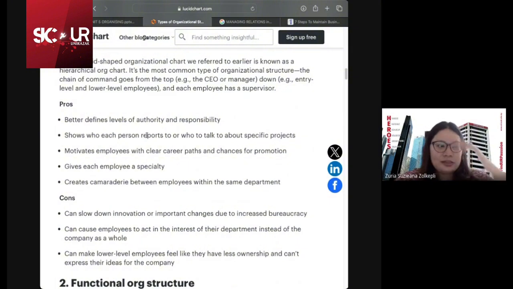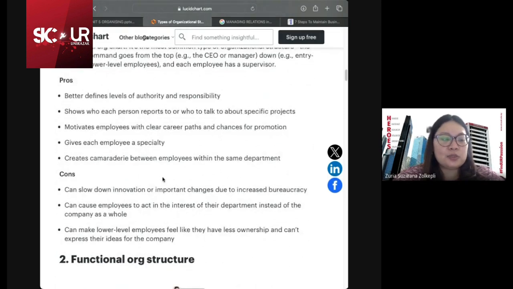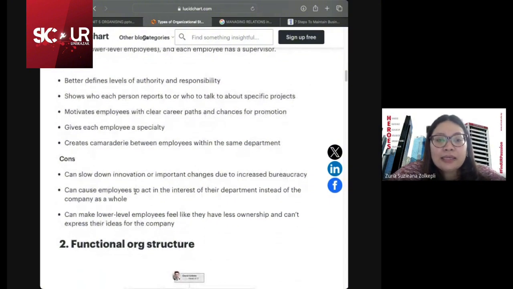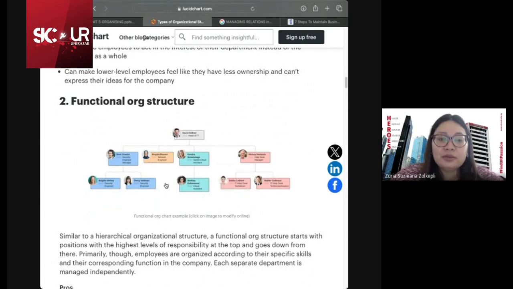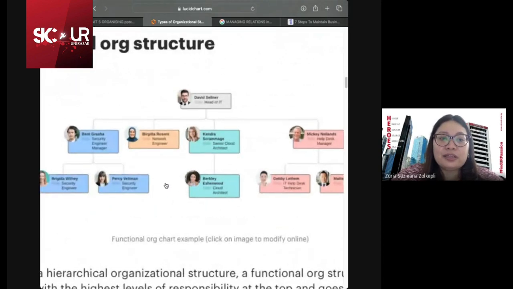Right, you can see that the chain of command is very clear, the line of authority as well. But the cons here is bureaucracy. It can slow down information, it can slow down innovation, and can cause employees to act in the interest of their department instead of the company as a whole. Right, and then functional. Another common one, it is based on the nature of the company as well.